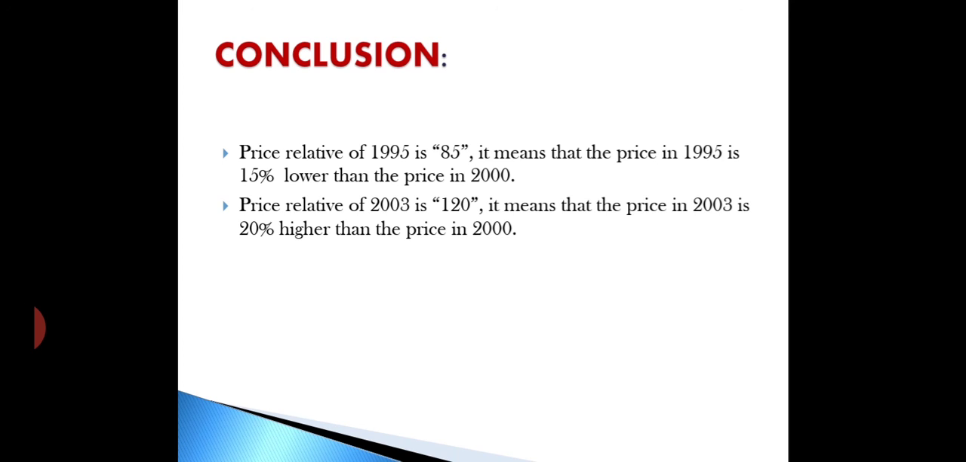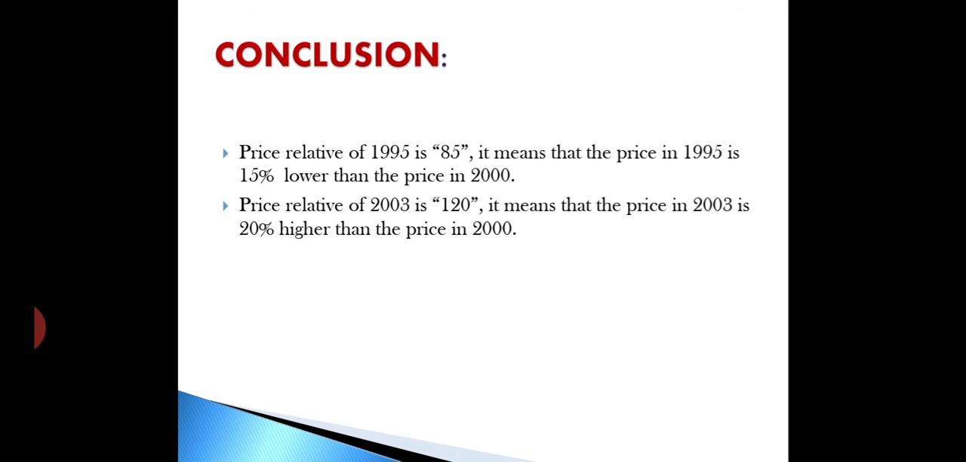Some more conclusions are that the price relative of 1995, just consider the value which you obtained by the calculation for 1995, that was 85. What does 85 show? It means that the price in 1995 is 15% lower than that of the price in 2000, and the price relative of 2003 is 120. It means that the price in 2003 is 20% higher than that in 2000.